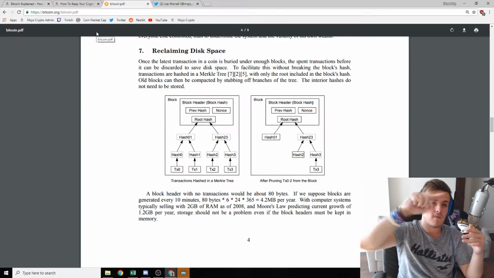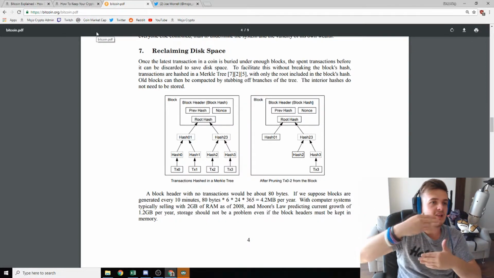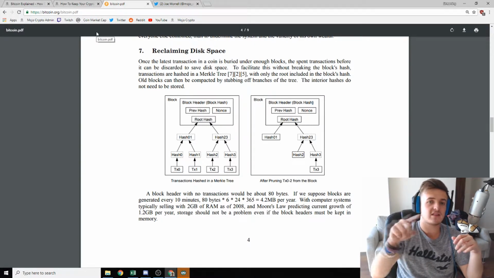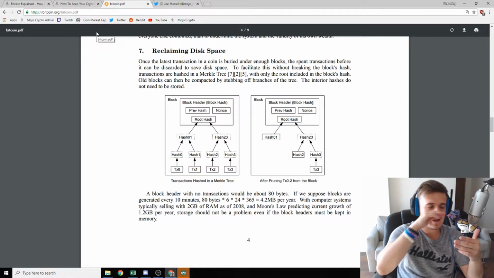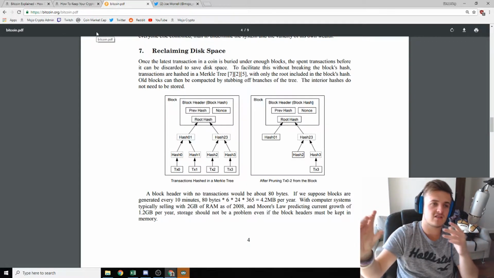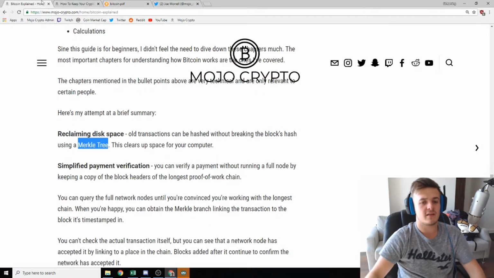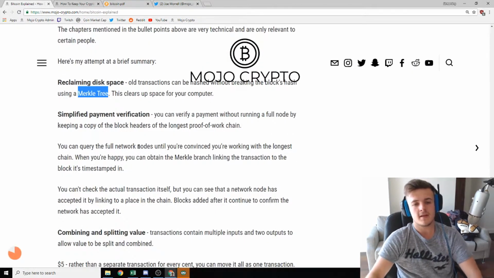But the more space you allow in a block, the busier the network is able to be without charging ridiculous transaction fees. So you can fit more transactions in a block, but the storage is more. So it's a trade-off. But in December or January, it would stop the clogging up of the network. You can fit more transactions in a block, so it'll stop the network from clogging up. So that's how that works. Basically it just clears up space for your computer.